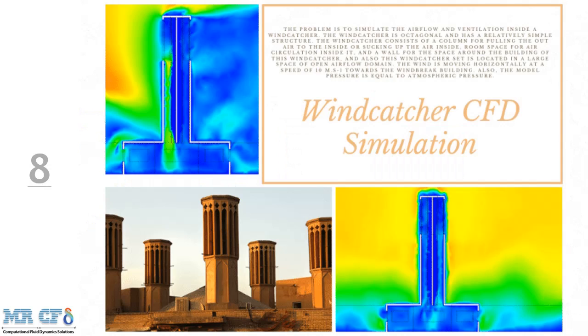Then, in the 8th project, we simulate the airflow and ventilation inside a wind catcher. The wind catcher is orthogonal and has a relatively simple structure. The wind catcher consists of a column for pulling the air to the inside or sucking up the air inside, room space for air circulation inside it, and a valve for the space around the building of this wind catcher. And also, this wind catcher set is located in a large space of open airflow computational domain.